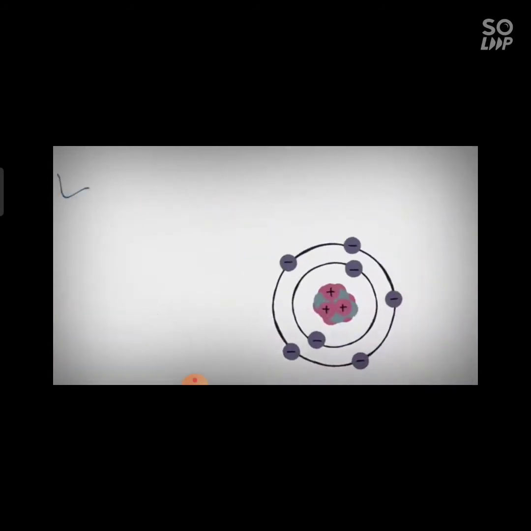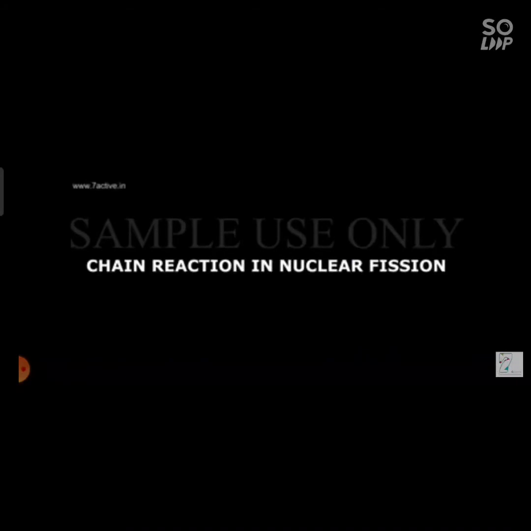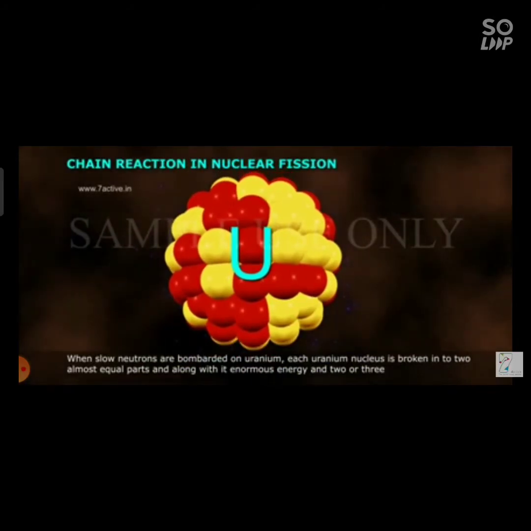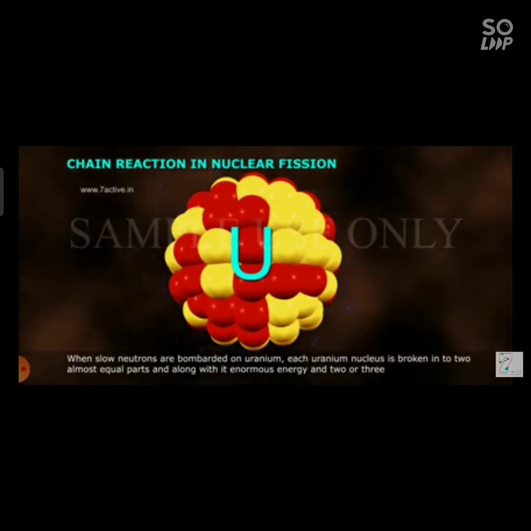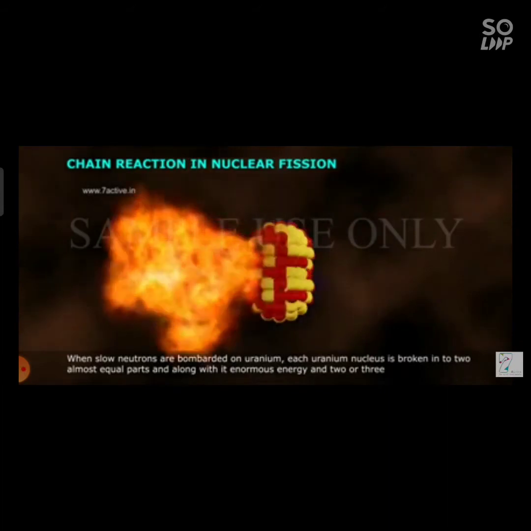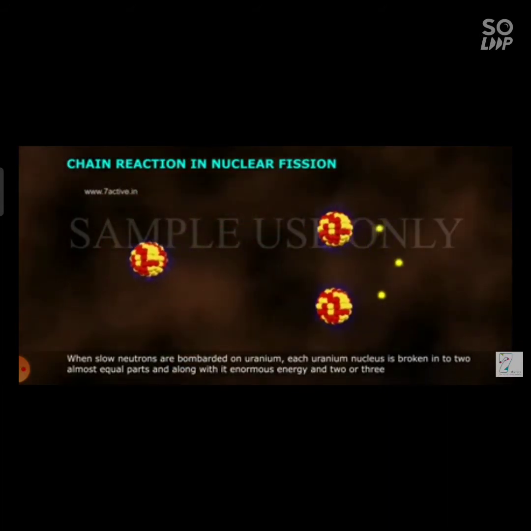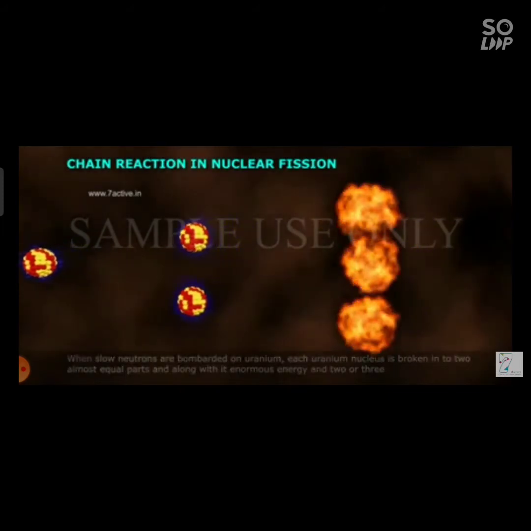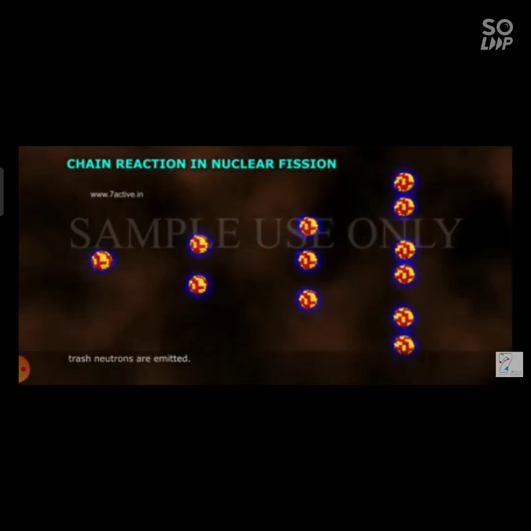When an X-ray encounters an atom, reaction in nuclear fission. When slow neutrons are bombarded on uranium, each uranium nucleus is broken into two almost equal parts, and along with it, enormous energy and 2.3 neutrons on average are emitted.